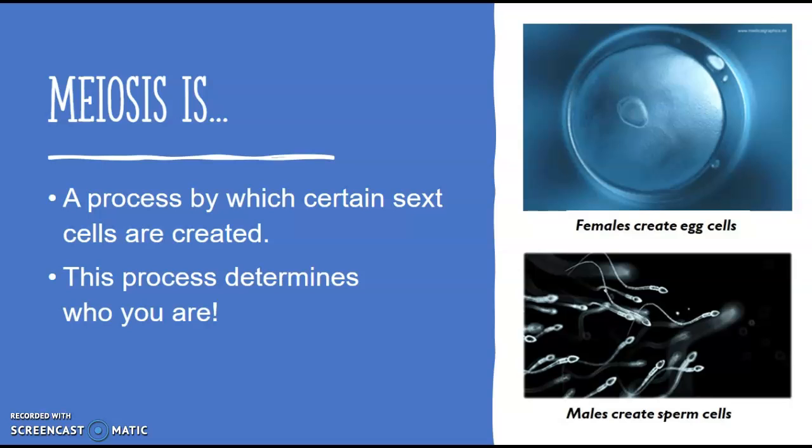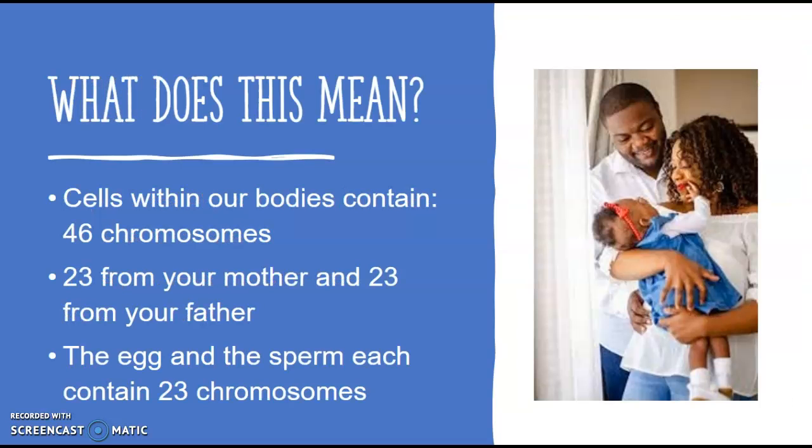So how the whole process works is meiosis. So meiosis is a process by which certain sex cells are created. This process determines who you are. So cells within our bodies all contain 46 chromosomes. 23 of those chromosomes are from your mother. 23 of those chromosomes are from your father. So the egg has 23 chromosomes, and the sperm also have 23 chromosomes.